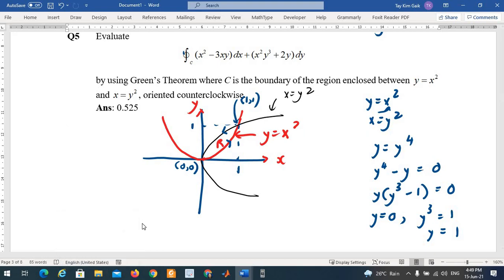So this is the region R. They actually traverse from the point 0, 0 to 1, 1 along the curve y equal to x squared. Okay, y equal to x squared will be the first curve C1, and then from 1, 1 up to 0, 0 along the curve C2, which is described by x equal y squared. Okay, so this is just sketching the region R.